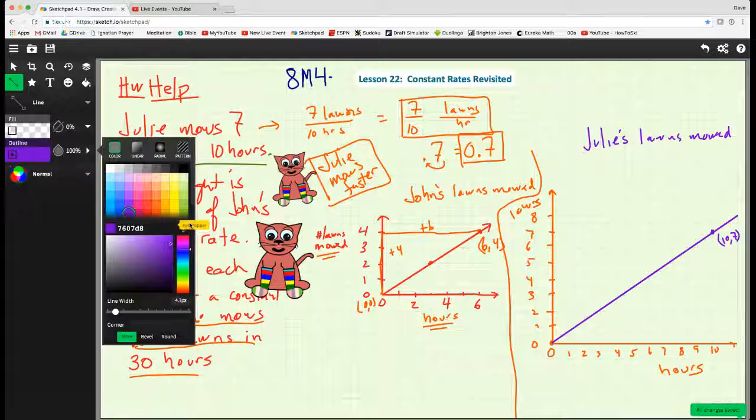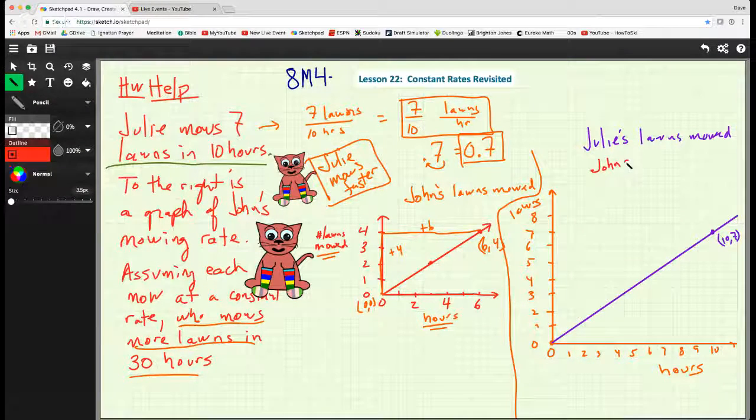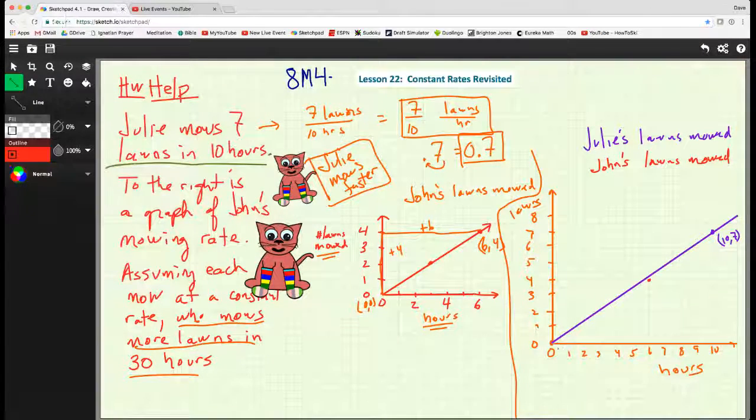And now let's graph John in red. John's lawns mowed. And so he did, in 6 hours, he did 4. So let's graph that guy. And I think we can already see that John's a little bit slower. Not that much slower, but he is slower.